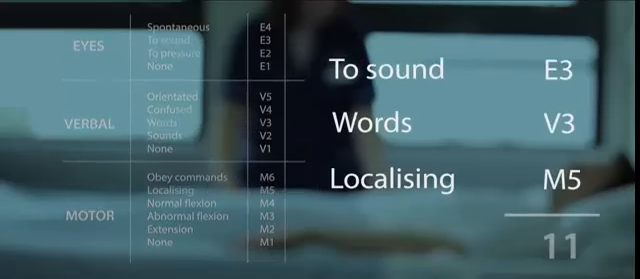The shorthand numbers can also be added together to give a total coma score. This provides an overview summary of the severity of the patient's condition.